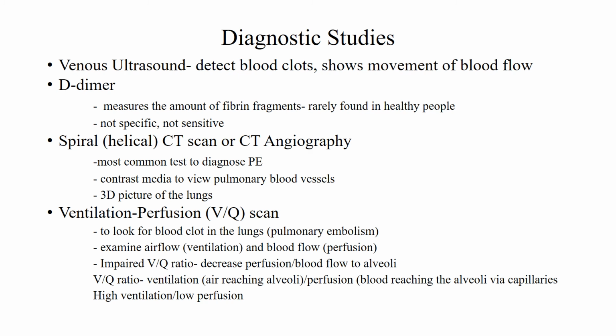Impaired VQ ratio means that there is decreased perfusion and blood flow to the alveoli. A VQ ratio compares ventilation, air reaching the alveoli, and perfusion, blood reaching the alveoli via the capillaries. In this case, high ventilation and low perfusion.